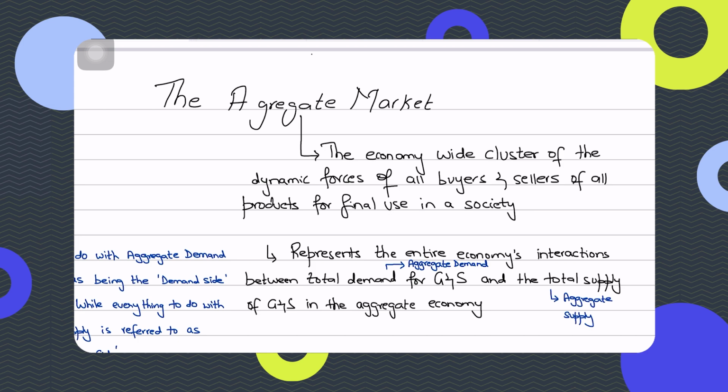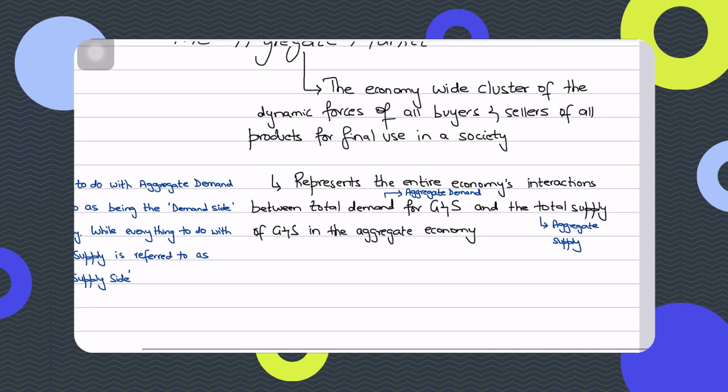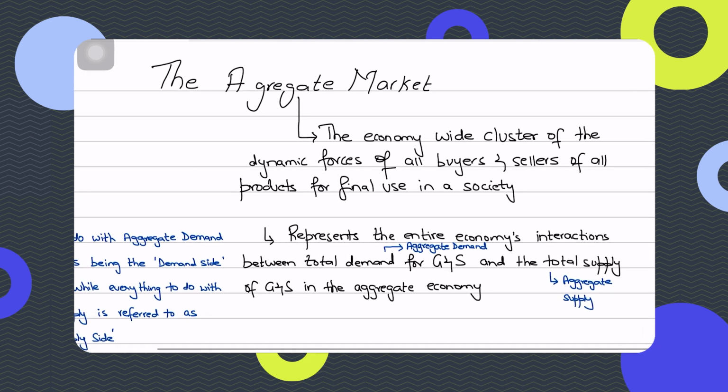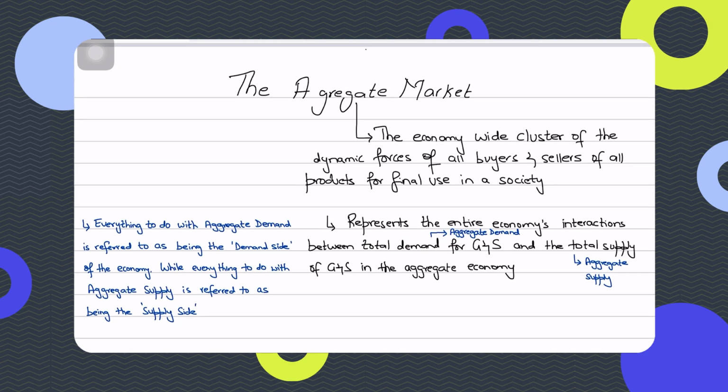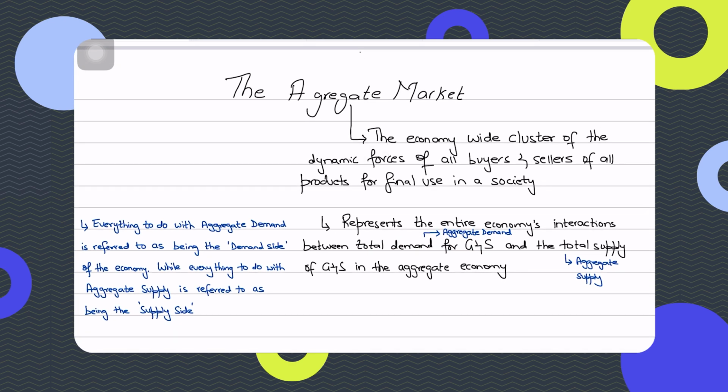So when you're talking about the aggregate market, you're representing the entire economy's interactions between the total demand for goods and services, which would be your aggregate demand, and the total supply of goods and services in the aggregate economy, which would be your aggregate supply, right? So what we are saying is that we are now studying the aggregate economy, which would represent the total demand of everything by everyone for every industry, and the total supply, the total output, of everything by everyone for every industry.